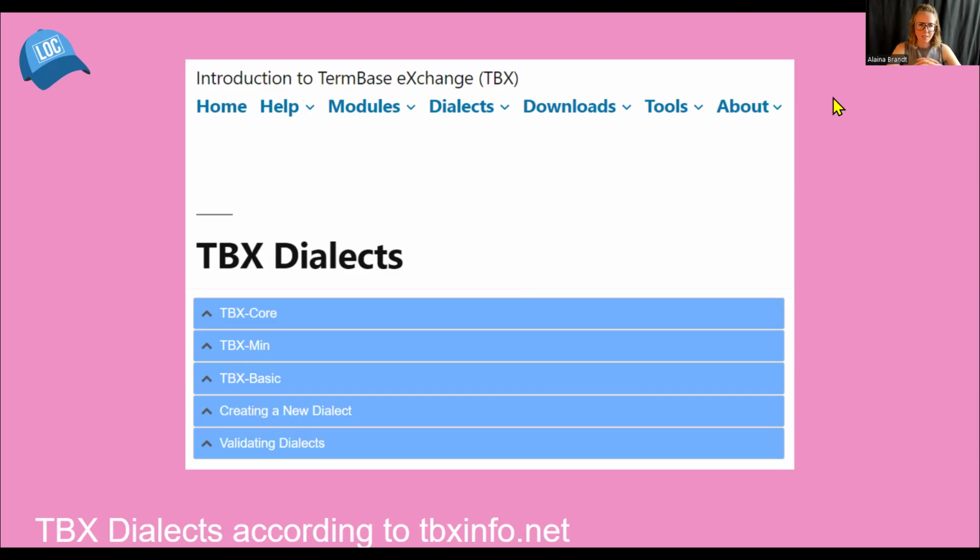Note that in this context, the word dialect is used to mean a variation of a 30042 compliant term base. So in this context, dialect is not used in the sense that we sometimes use it to talk about language variants. You can learn more about ISO 30042 and the TBX dialects at tbxinfo.net.